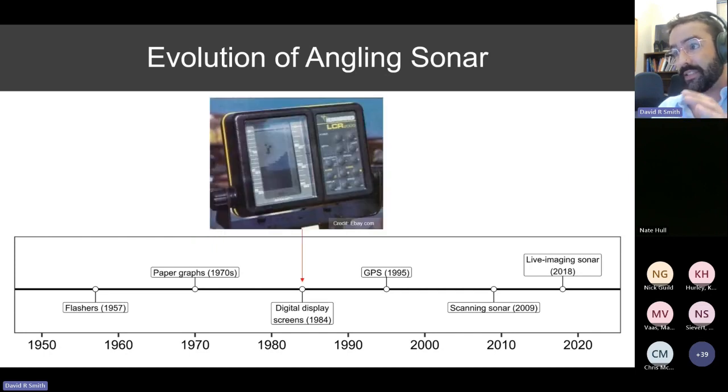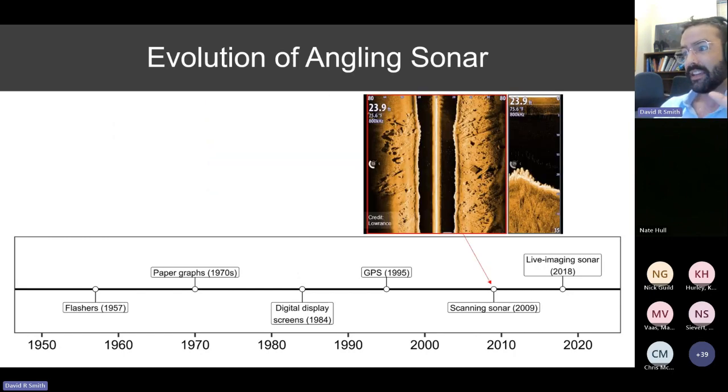In the mid 80s, digital display screens finally came on the scene, but as you can see here, the resolution in these early devices was really poor. In fact, paper graphs were preferred over those early digital display screens for a long time. But when we look at what anglers are looking at today, the early devices really pale in comparison when we're thinking about downscan and side scan sonar, which was introduced in the late 2000s.